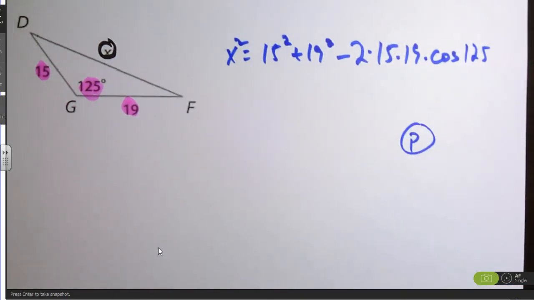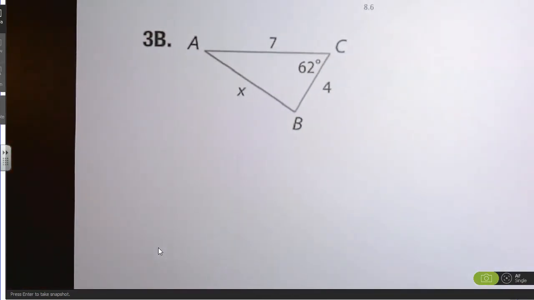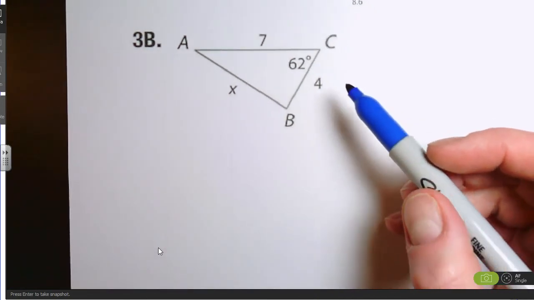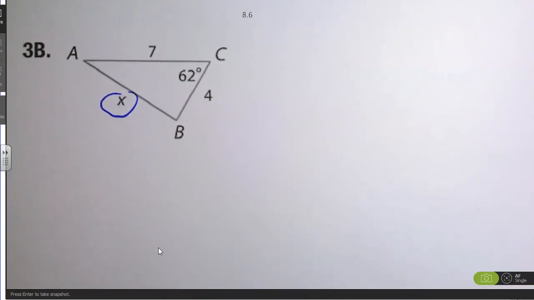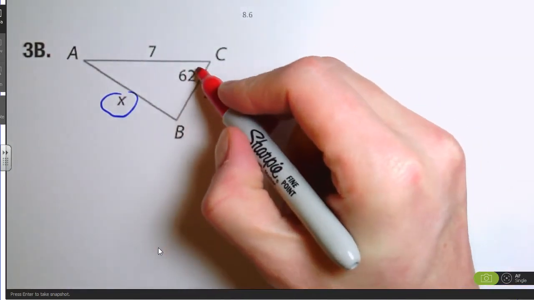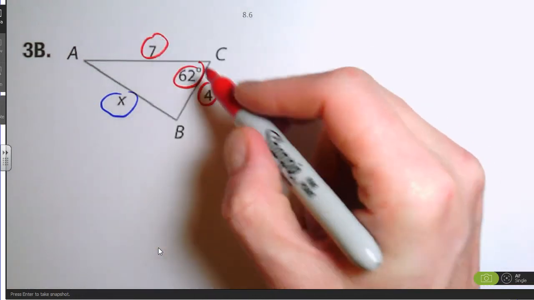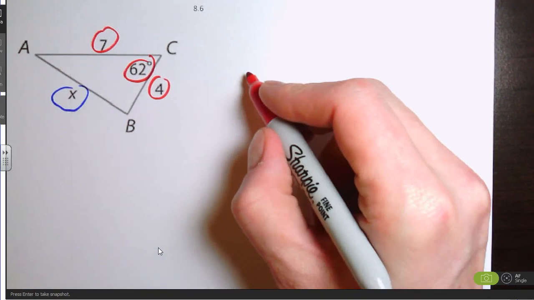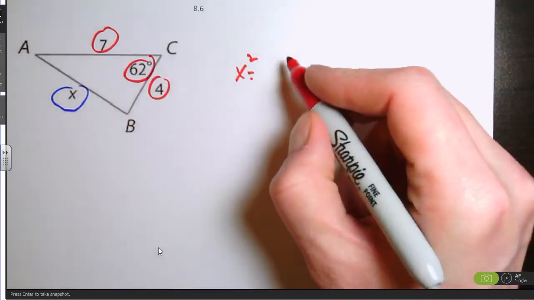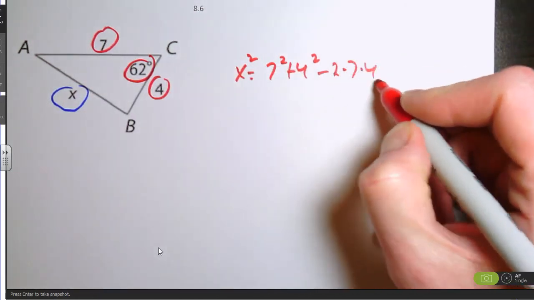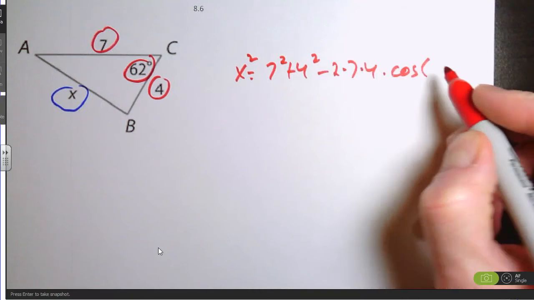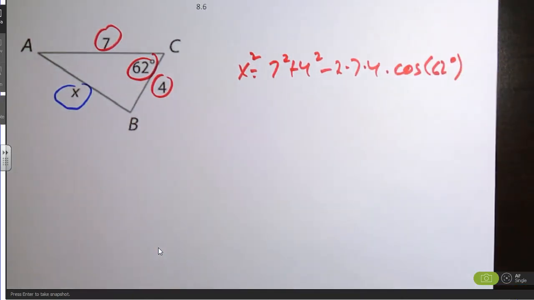And again, we'll solve this in class. Same thing for 3b. Same exact thing for 3b. Okay, so I'm going to look to solve for this side here, which we're going to call side x. In order to do that, I need to know the angle opposite of it, which I do, and the other two sides around that angle, which I also do. So this guy will be this squared plus this squared minus 2 times this times cosine of 62 degrees.